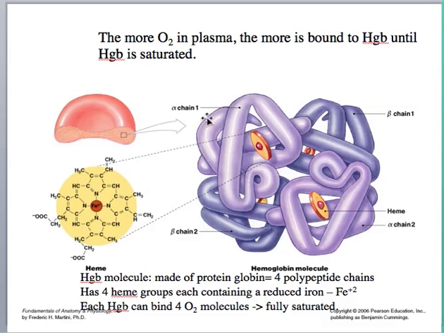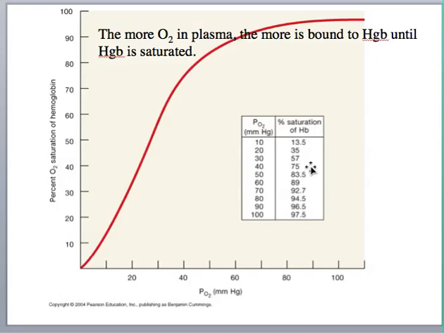The more oxygen that's in your plasma, I'll say this sentence again, the more can be bound to hemoglobin until the hemoglobin is fully saturated with oxygen, meaning it is carrying all the possible oxygen that it can carry. I'll say it again, the more oxygen you have in your plasma, the more is bound to hemoglobin until the hemoglobin is saturated. And this is what we call a hemoglobin dissociation curve.